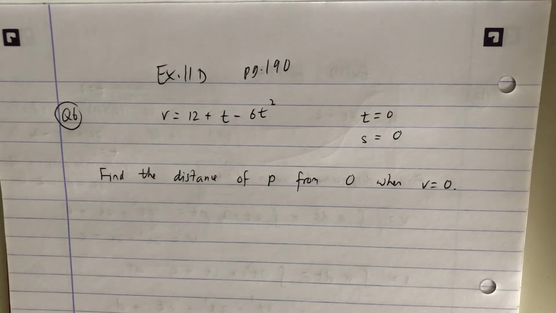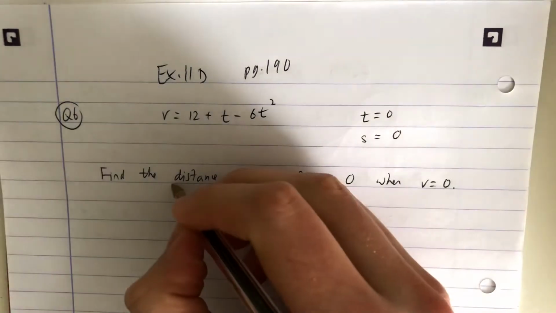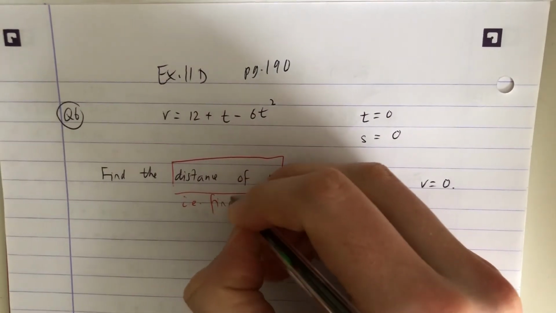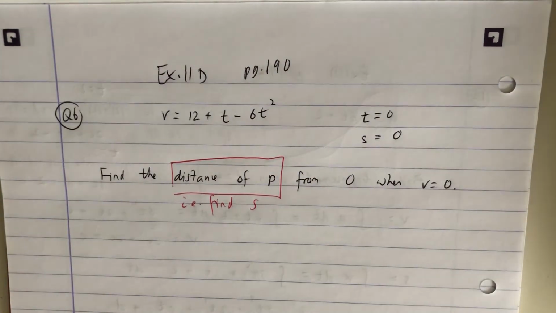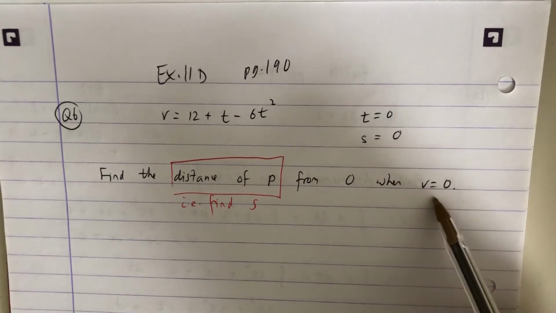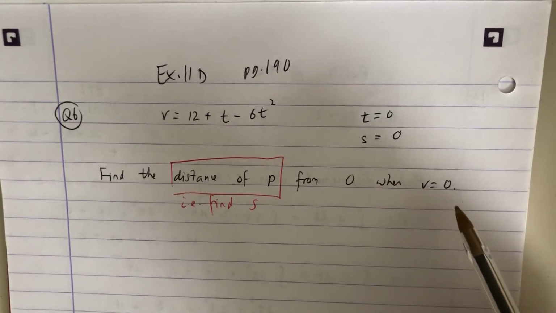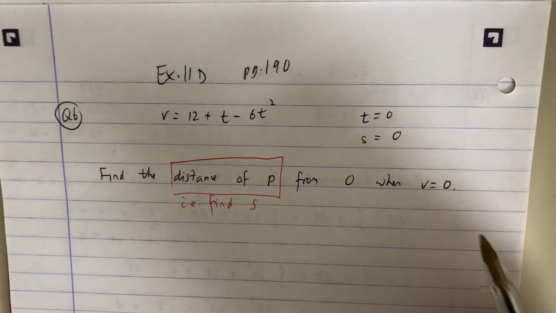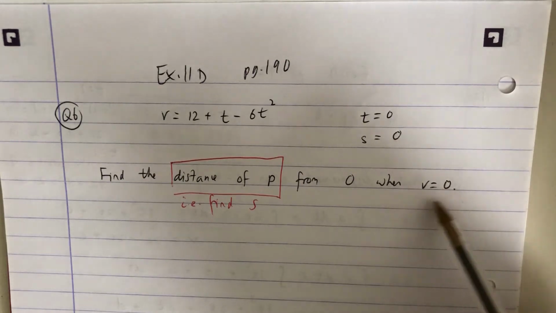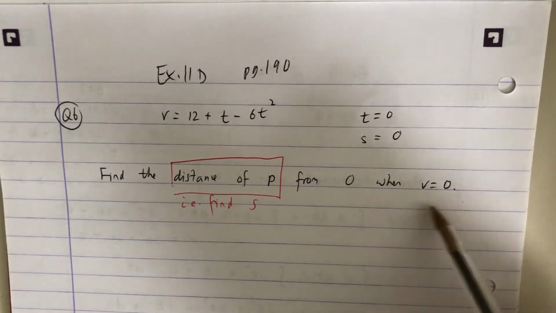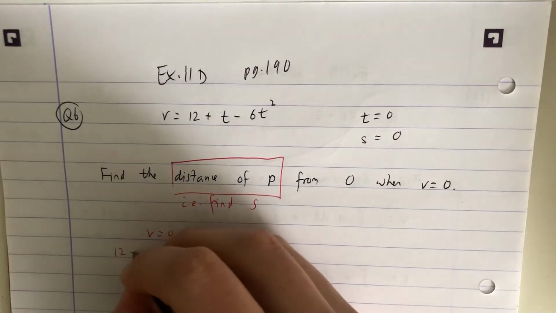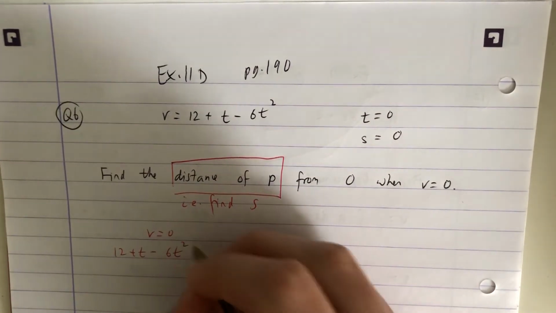So many ways to do this, but the first thing I would say is that is another way of saying find the displacement. We're asked to find the displacement at a particular point when v is equal to 0. Now we can work out a formula for displacement, but that formula would be in terms of t, not v. So we have to find the time when v is equal to 0 first. So when v is equal to 0, 12 plus t minus 6t squared is equal to 0.